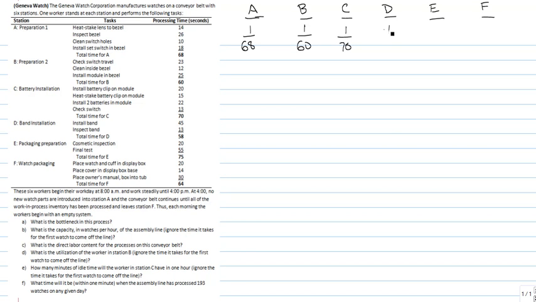At station D, 1 over 58. Station E, 1 over 75. And at station F, 1 over 64. The bottleneck for this system is equal to the station with the lowest capacity. In this case, station E, which has a capacity of 1 over 75. So therefore, the answer to part A, the bottleneck, is at station E.